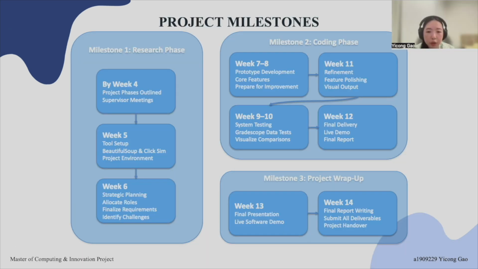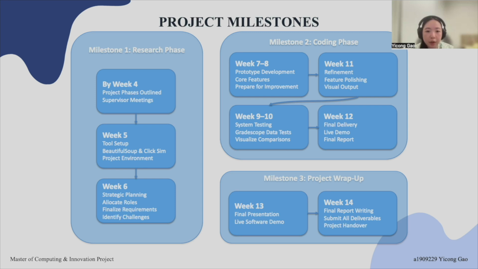Our project runs from week 2 to week 14. By week 4, we had outlined our project phases and began meeting regularly with our supervisor to align on goals. In week 5, we will finalize our tools, like Beautiful Soup for scraping and a click simulation tool for dynamic web pages. By week 6, we will define roles, finalize requirements, and identify key challenges.